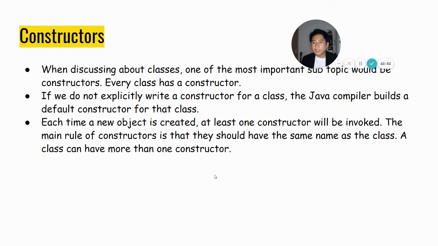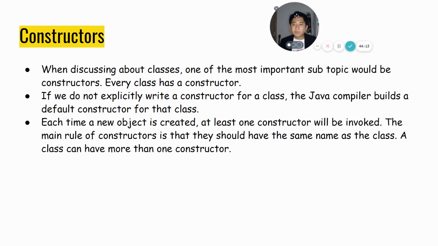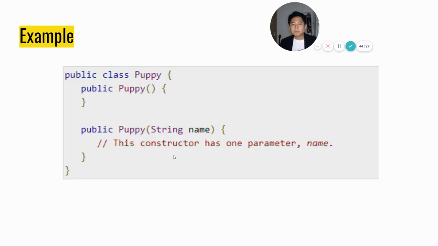Next, constructors. So this is the definition. Every class has a constructor. We will not focus on this for today because we have another discussion about this. I just include it here so that you'll be familiar with the word constructor. Every class has a constructor. If we do not explicitly write a constructor for a class, the Java compiler builds a default constructor for that class.